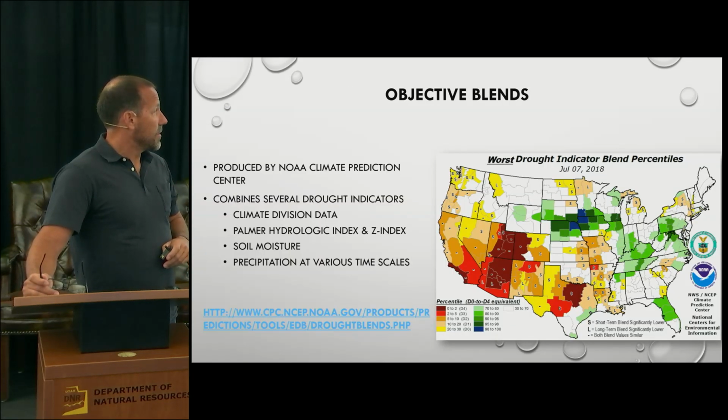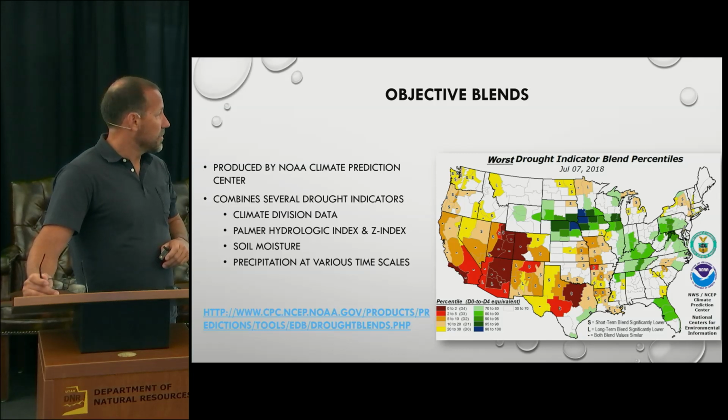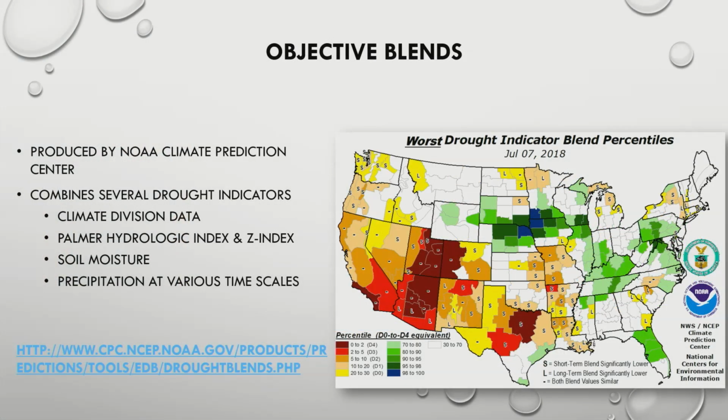And then we use these objective blends. These are available through NOAA Climate Prediction Center, and these are an experimental product that we use quite a bit at the Drought Monitor. I think they're really useful, particularly looking at short-term conditions and long-term conditions. These are based on climate division data, and they integrate a variety of other things like Palmer and the Palmer Z index, soil moisture, and precipitation at different scales.